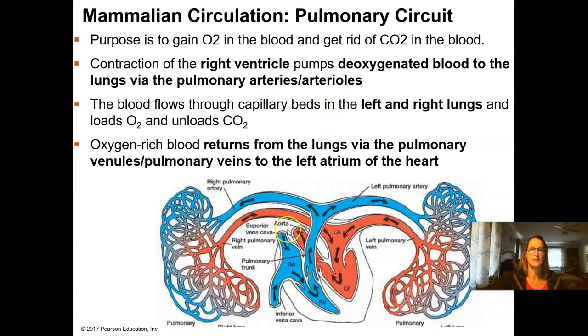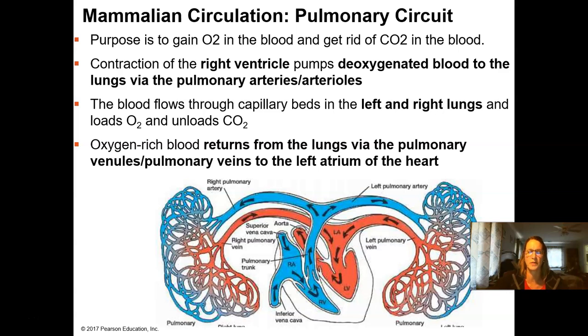If we talk about this specifically, we're going to start here with the right ventricle. And remember, the right and left are reversed from the way you're looking at them, because you're supposed to be thinking of the organism laying on its back, belly up. So from the organism's right and left, this would be the organism's right ventricle. There it is, down here. The right ventricle pumps deoxygenated blood.